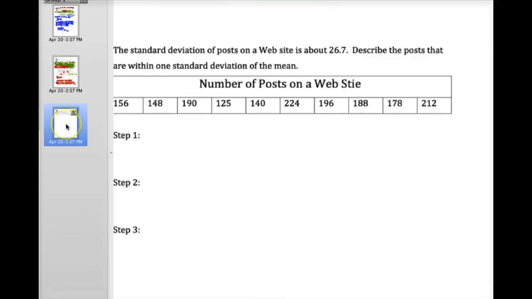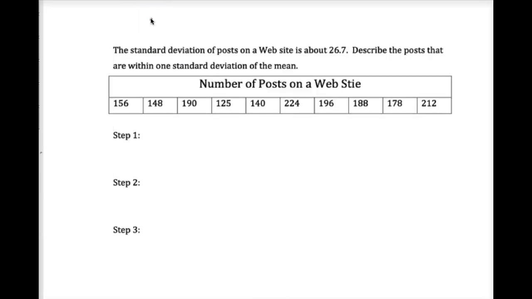You guys are doing great. The standard deviation of posts on a website is about 26.7. Everybody circle 26.7. That's a huge standard deviation. Describe the posts that are within one standard deviation of the mean. What's our step 1, guys? Find the mean.